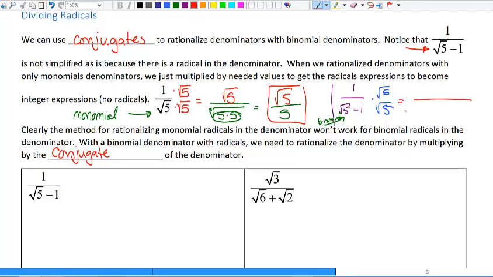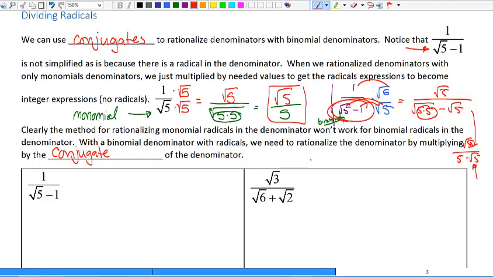Let me show you what happens. When I distribute here, I get the square root of 5 times 5, and that comes out of the house, but then I get minus the square root of 5. So in the denominator, I still have the 5 comes out of the house, and minus root 5. Now, I haven't done the numerator yet, but it doesn't really matter at this point. I still have a radical in the bottom. So the method that we use for monomials isn't going to work for binomials.